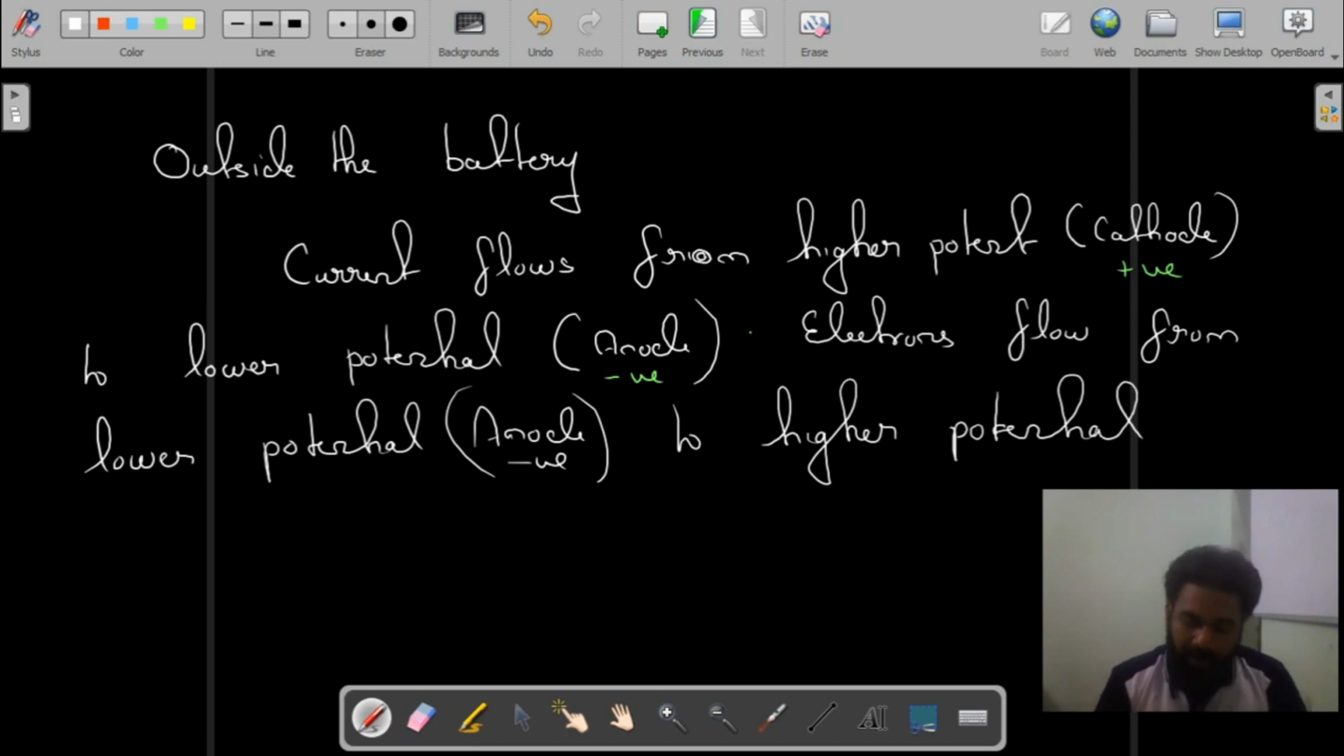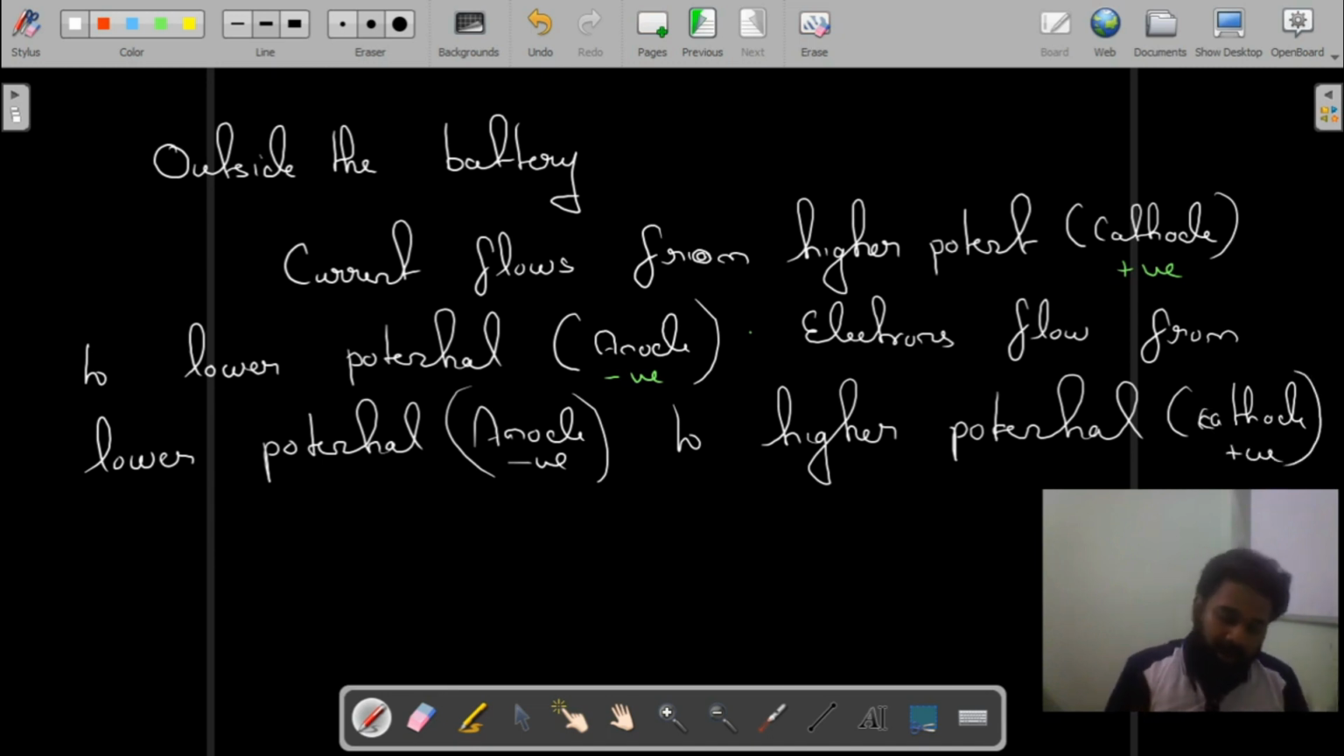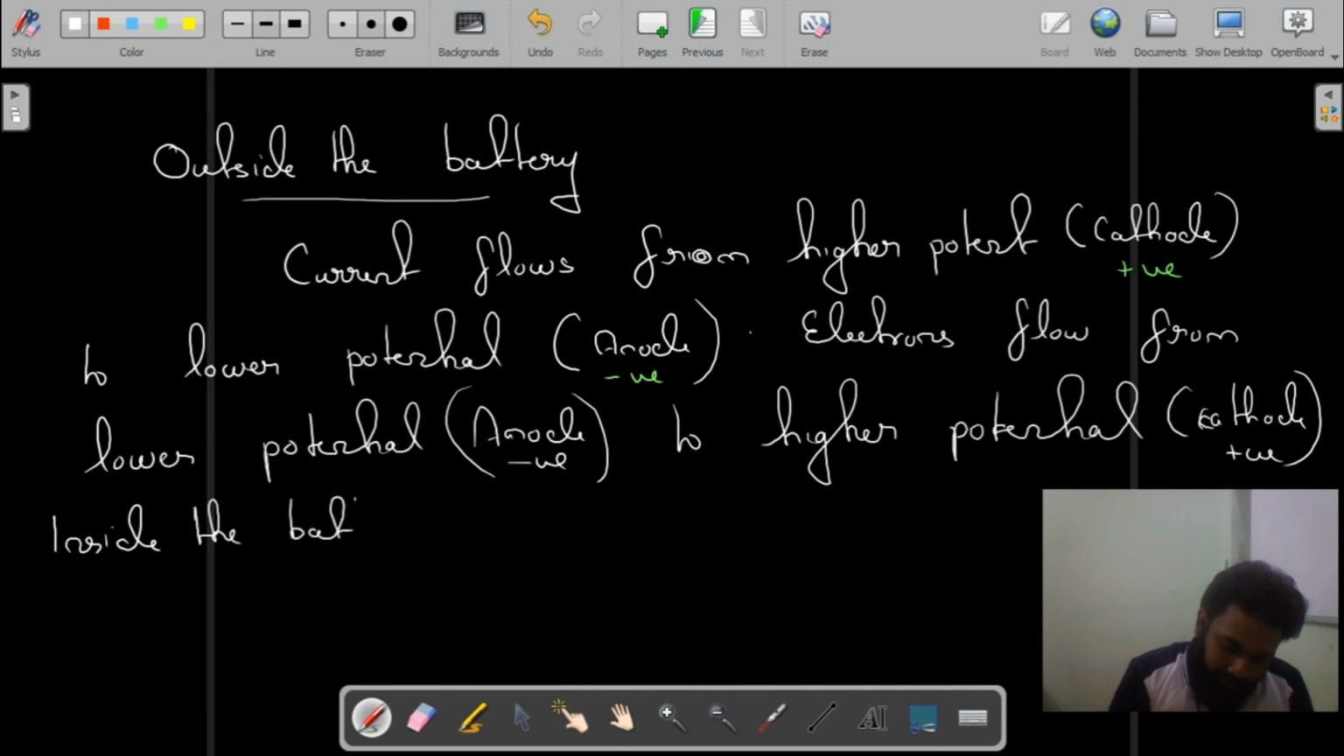Higher potential is nothing but cathode. It should not cause confusion, that is why I am writing it again. So this is regarding outside the battery. Now we will see what is happening inside the battery.